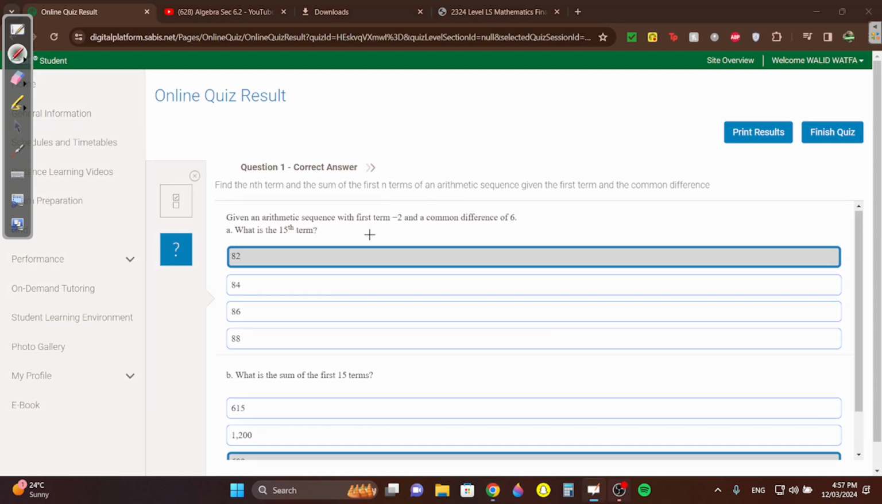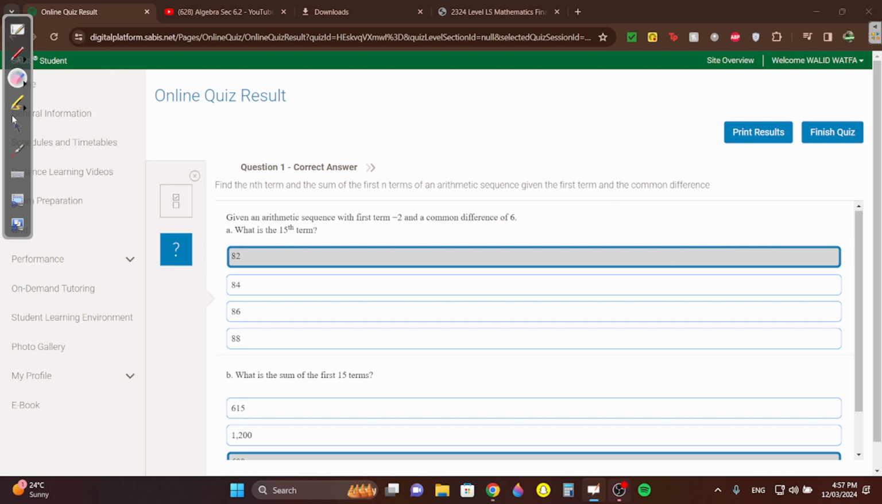Okay, first term is minus 2, common difference 6, what's the 15th term? If it's an arithmetic sequence, remember this, the formula was an equals a1 plus n minus 1 d. So if we want a15, it equals minus 2, which is the first term a1, plus 15 minus 1 times 6, and you get 82.